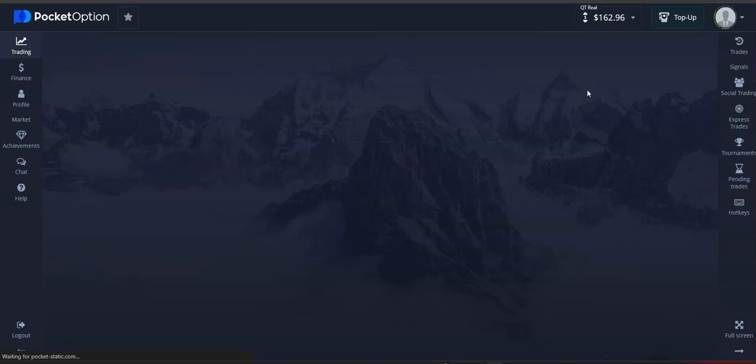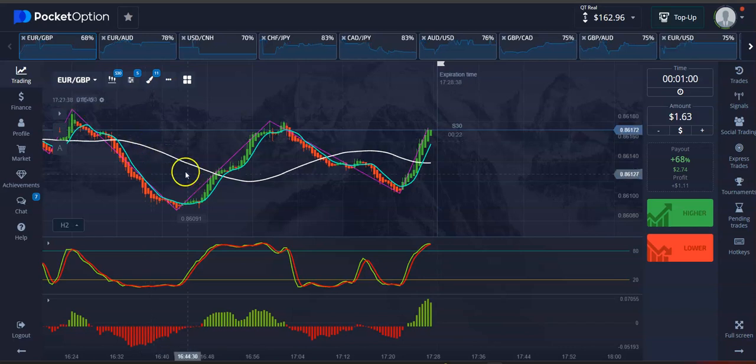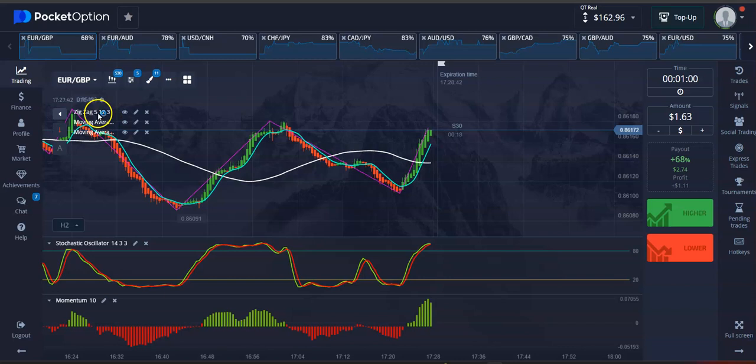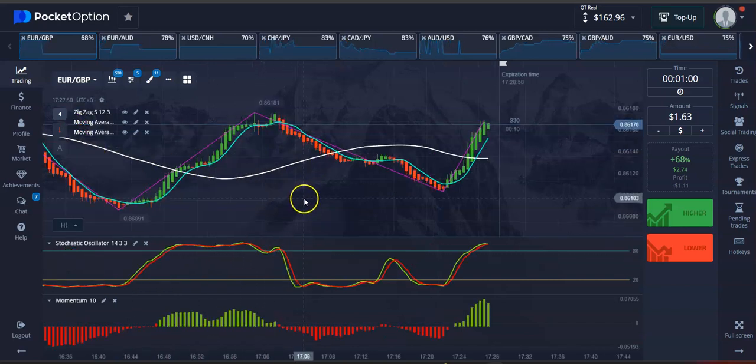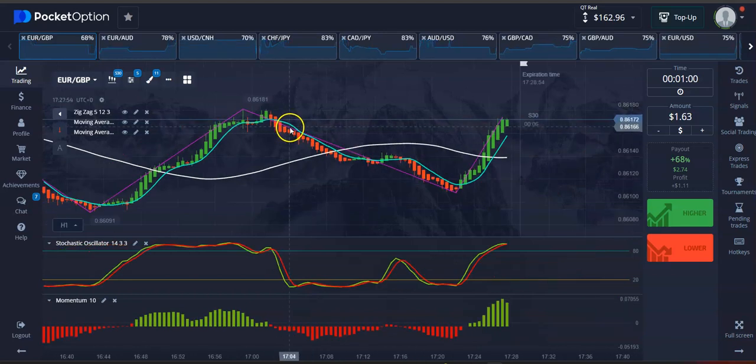Let's go for another market options video, and today I'm going to explain what strategy I have been using lately. So let's start with the indicators. I have the zigzag as standard, which is the purple line right here. We have the 50 SMA, which is the white line, and we have the 7 SMA, which is this light blue line right here.